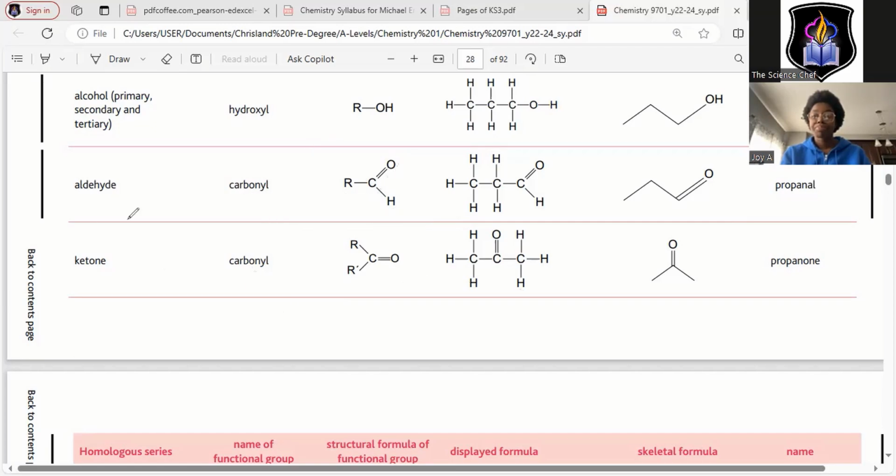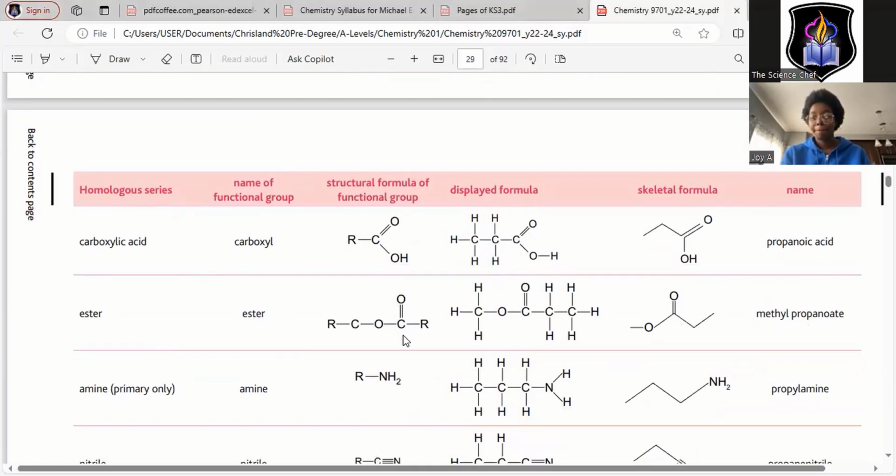Then from ketones, we move to carboxylic acids. Carboxylic acids: you can see the aldehyde was C double bond O H, right? Yes, sir. But in carboxylic acid, instead of H, you have what? OH, right? So the functional group is what? Carboxyl. This is the functional group, COOH.